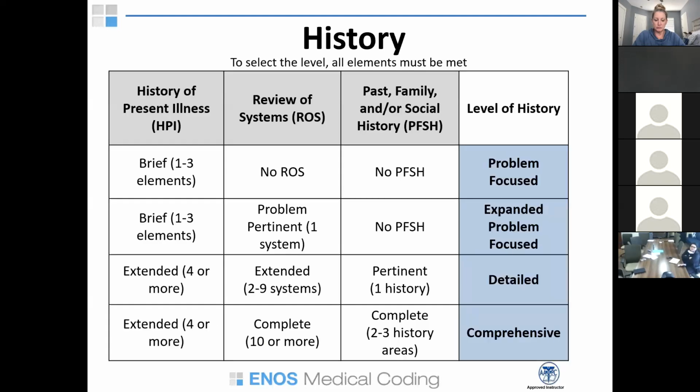To sum it all up, with history, you draw a line across the row where all elements are met or exceeded for the level of history. So starting with problem focused, we have level 2, 3, 4, and 5.